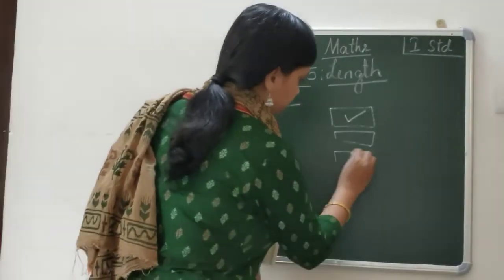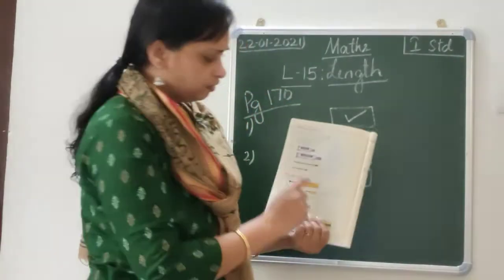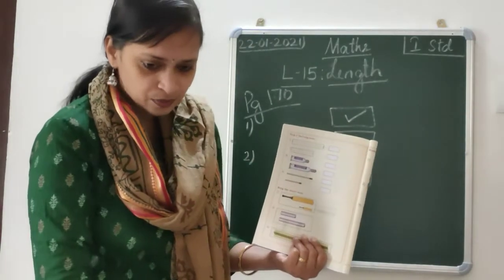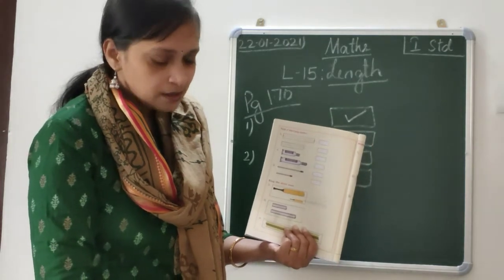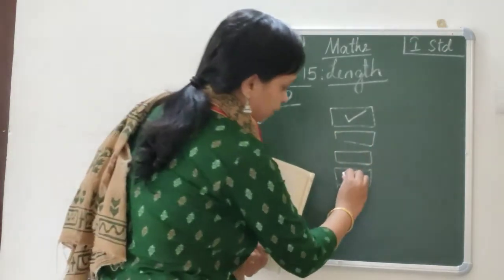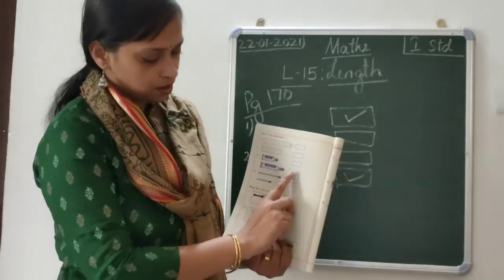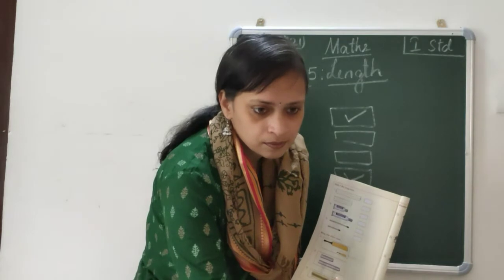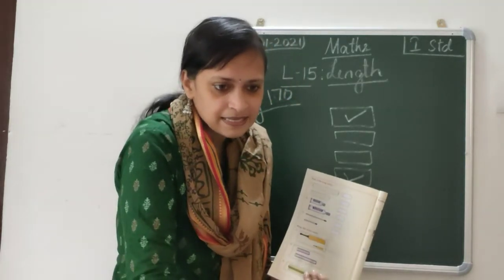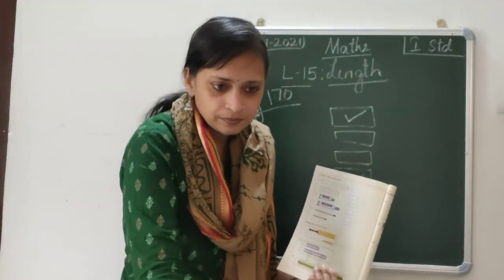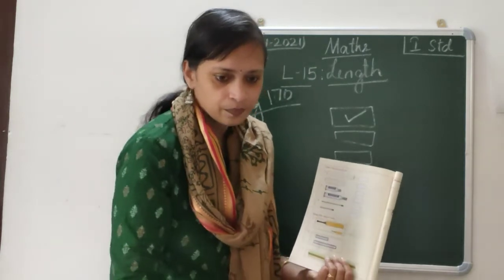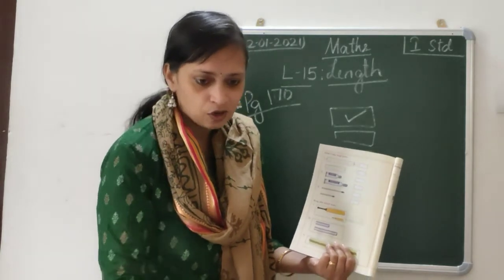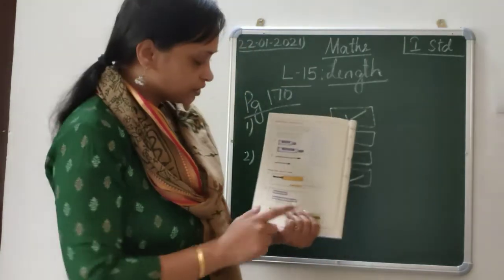Second one, you have two toothpaste given here. Which toothpaste is the longest one? Second one. Very good. So in the second box, put a tick mark. Okay, put a tick mark in the second one. Did you understand? You have to tick the longest one, the one which is the longest one.